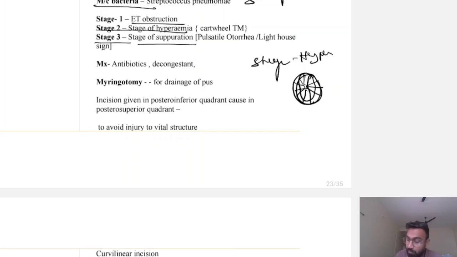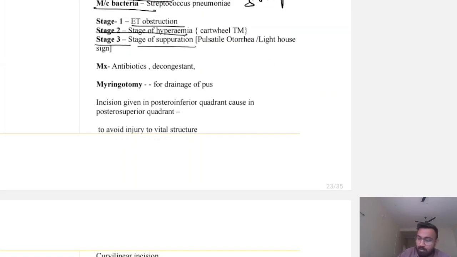Stage 3 is stage of suppuration. Pulsatile otorrhea, that is lighthouse sign. Okay. So you will find pulsatile otorrhea. What is pulsatile otorrhea? It is ear discharge synchronous with pulse. Okay. So that is pulsatile otorrhea, lighthouse sign.